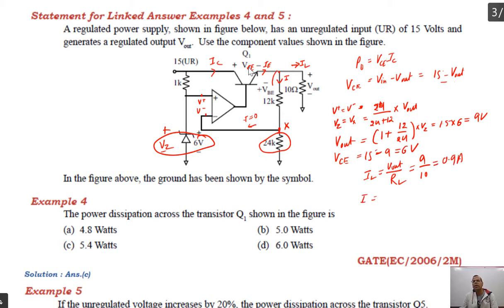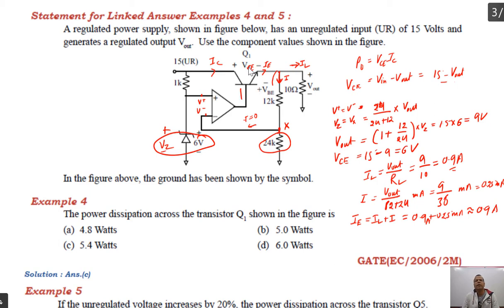Current I will be what? Current I will be V out divided by resistance, say 12K plus 24K, that many milliampere, or that is 9 by 36 milliampere, or you can see this is nothing but 0.25 milliampere, which is very small in comparison to this. So the emitter current of the BJT will be equal to the load current plus I. Why? Because the emitter current is the sum of the current in this branch and the current in this branch, and that is equal to 0.9 ampere plus 0.25 milliampere. So this is in ampere, this is in milliampere, so this will be approximately equal to 0.9 ampere.